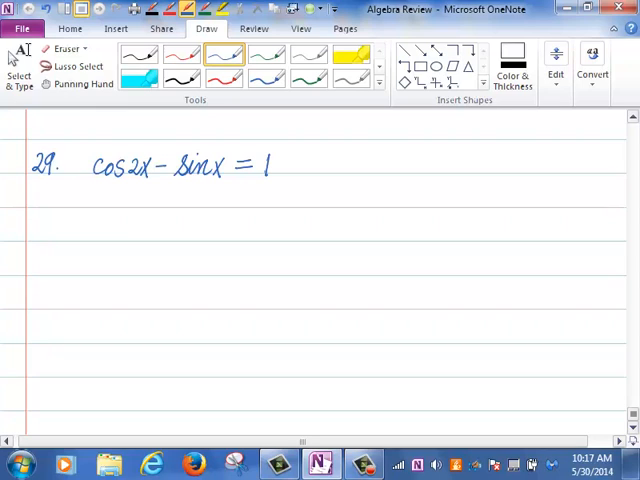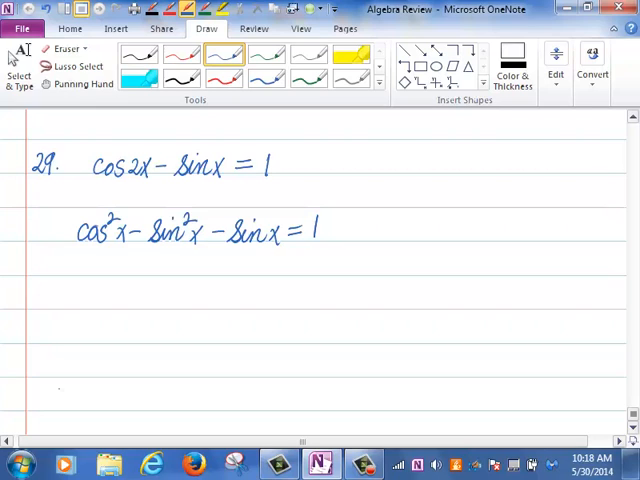Remember, for cosine 2x, I gave you a formula, right? Cosine 2x is cosine squared x minus sine squared x. Remember that? I gave you this formula for cosine. It's a double angle formula. So you look into your trig cheat sheet that I gave you. Under the double angle formulas, you'll find that.